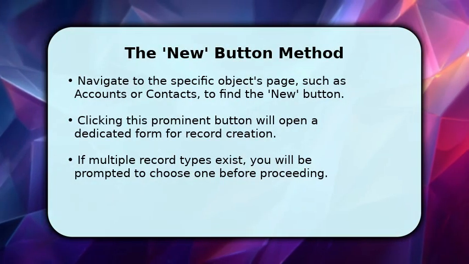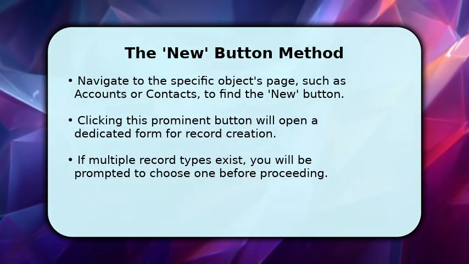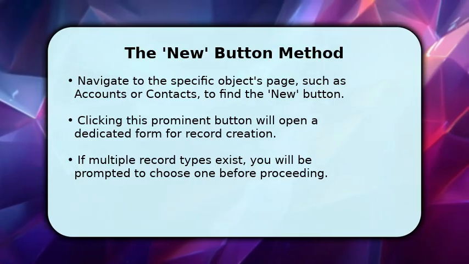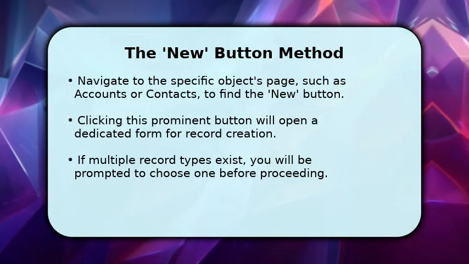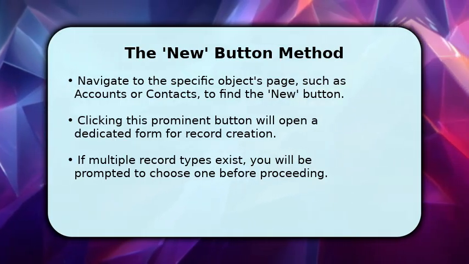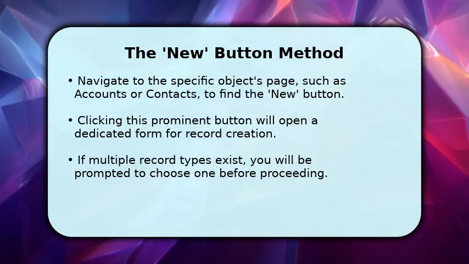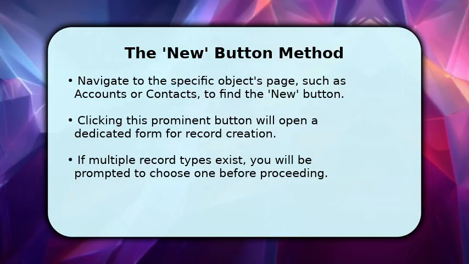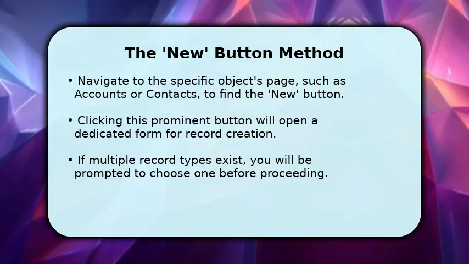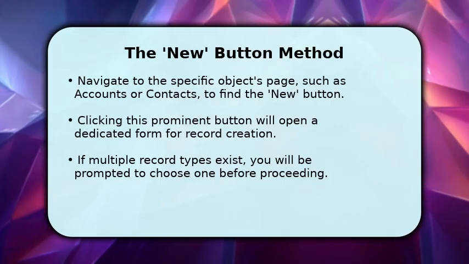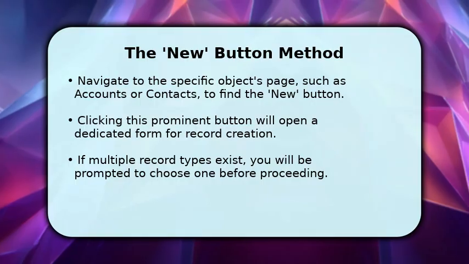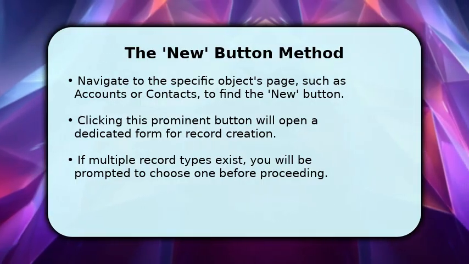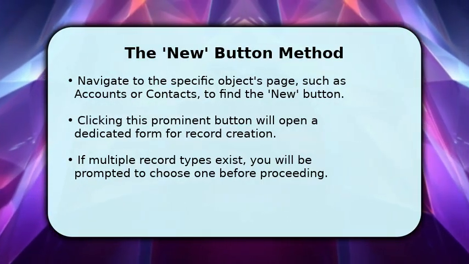The most direct way to create a new record is by using the New button. You'll find this button prominently displayed on object home pages or within related lists on other records. For instance, to create a new account, simply go to the Accounts tab and click New. If your organization uses different record types, like customer account versus partner account, you'll select the appropriate one with just one click before filling out the details.